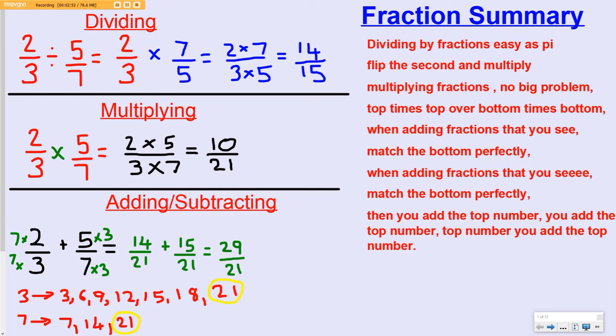When dividing by fractions, easy as pie. Flip the second and multiply. Multiply fractions, no big problem. Top times top over bottom times bottom. When adding fractions that you see, match the bottom perfectly. Then you add the top number.